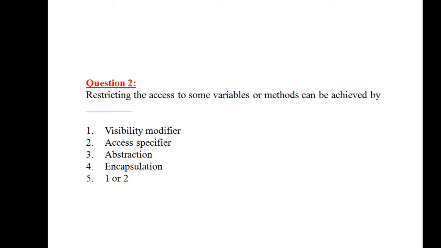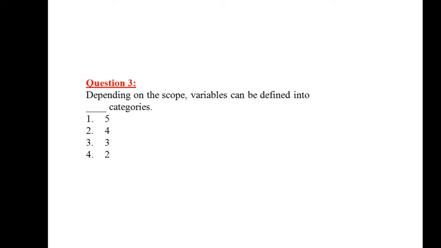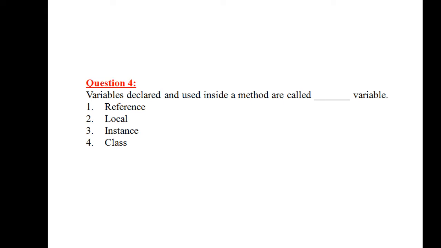Question number 2. Restricting the access to some variables or methods can be achieved by dash. It is number 5, 1 or 2. Visibility modifier or access modifier. It means the same thing. Question number 3. Depending on the scope, variables can be defined into dash categories. Number 3. Local, instance, and class variables. Question number 4. Variables declared and used inside a method are called dash variable. It is local variable.